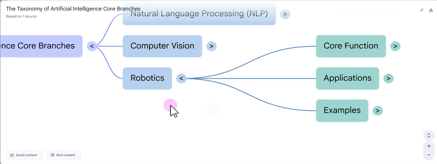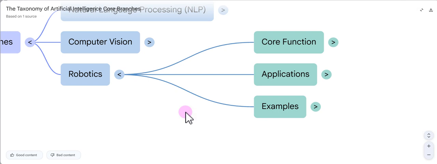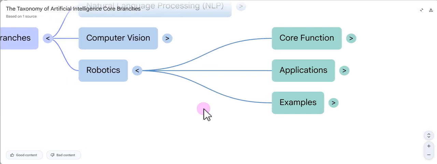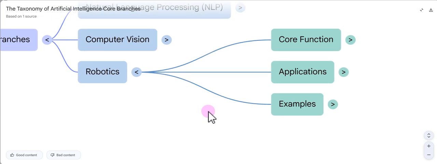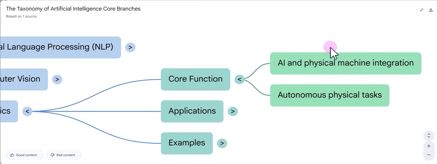The source defines robotics as the integration of AI with physical machines. I like that word integration, because a robot without AI is just, what, a remote-controlled car? Or a clockwork toy, yeah. It moves, but it doesn't react. It's not intelligent. Robotics, in this context, is about the machine sensing its environment and making its own decisions about how to move. The text says autonomous physical tasks.